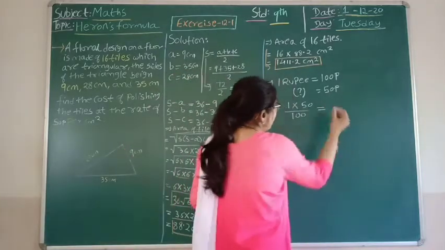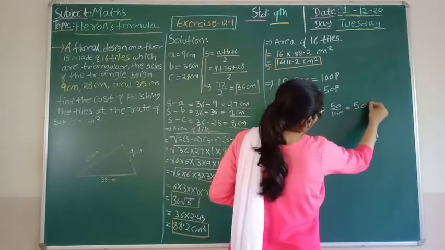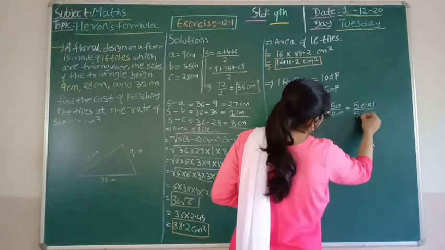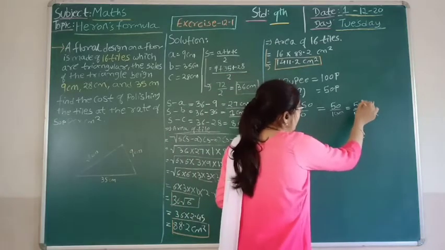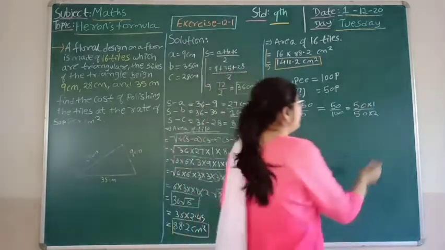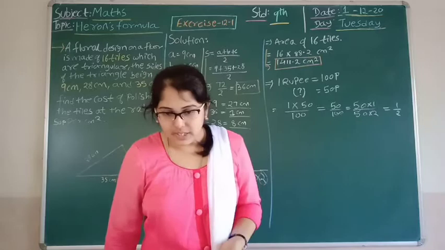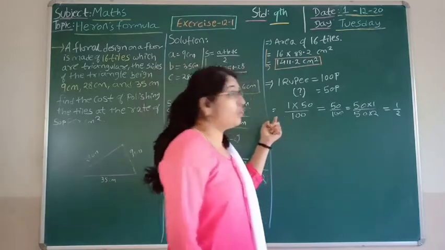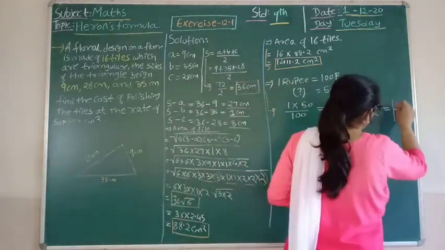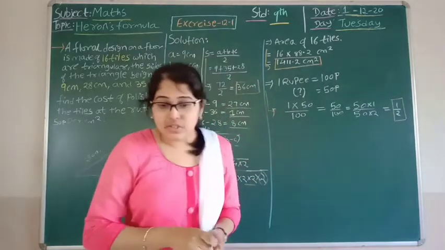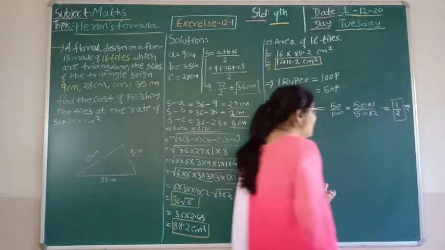And if I find this, it will be equal to 50 by 100, and we know that 50 ones are 50 and 50 twos are 100. So 50 will cancel out over here. I will get the final answer, that is 1 by 2 rupee. So we will get the answer 1 by 2. So this is our cost. So writing here the symbol of rupee because this is your cost basically.